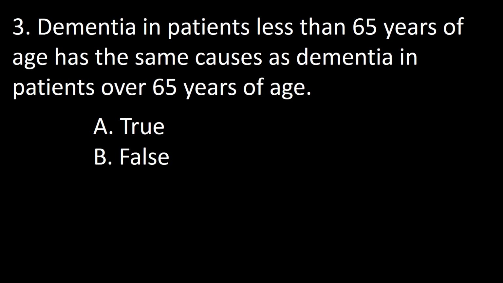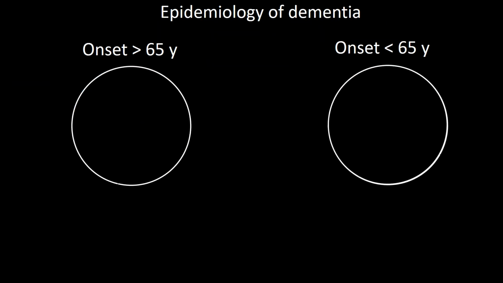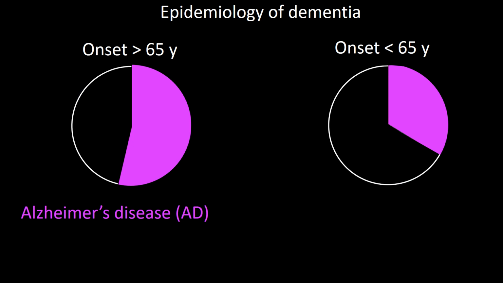Next question. Dementia in patients less than 65 years of age has the same causes as dementia in patients over 65 years of age. A true, B false. If we look at two sets of population, those with onset of dementia after 65 years of age and those with onset of dementia before 65 years of age, we can see that Alzheimer's disease, to which we are going to refer at times as AD, has a dissimilar distribution.